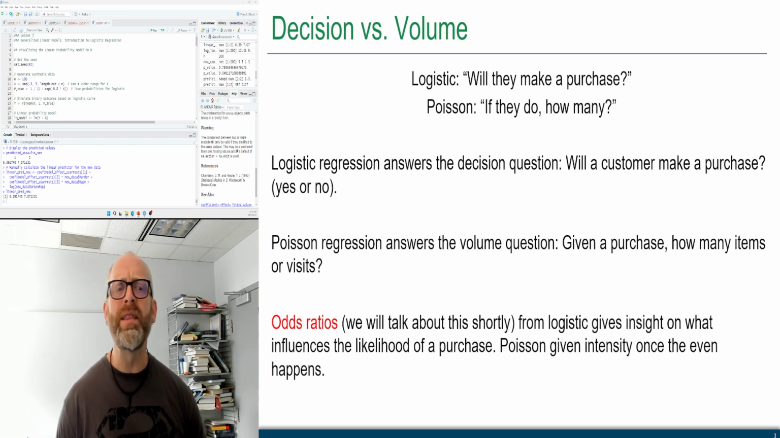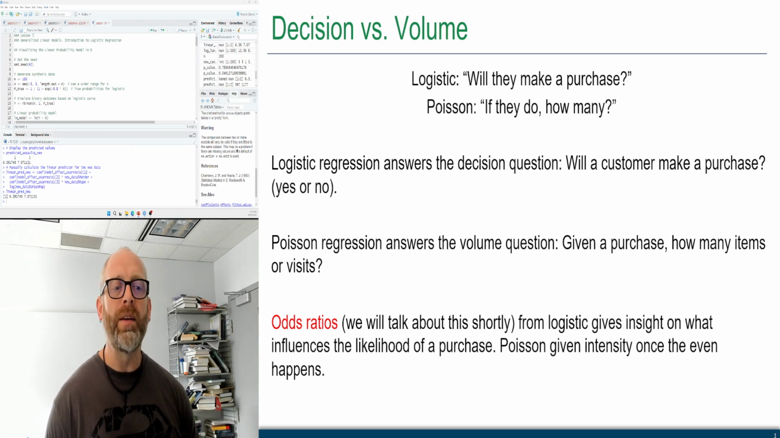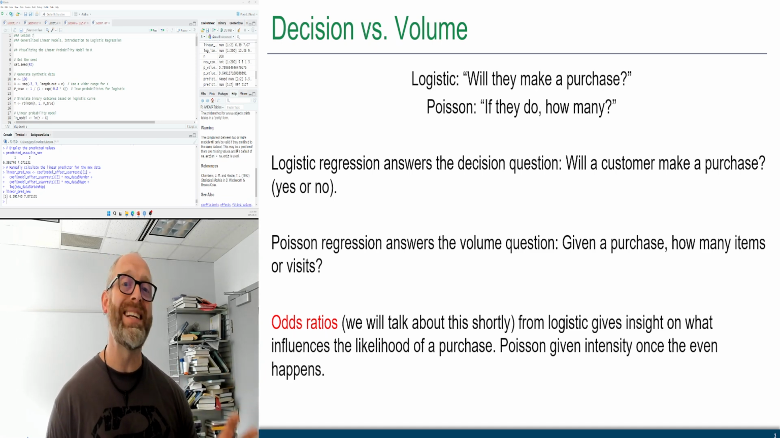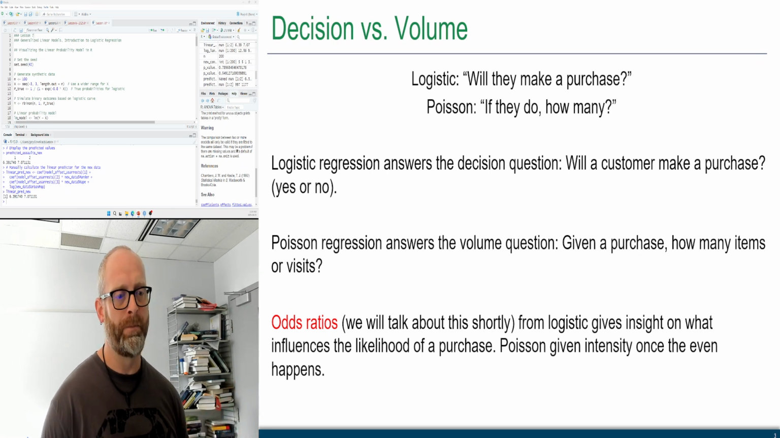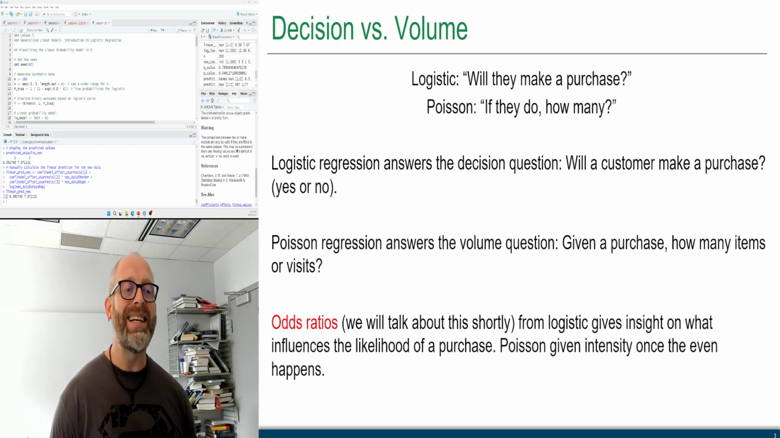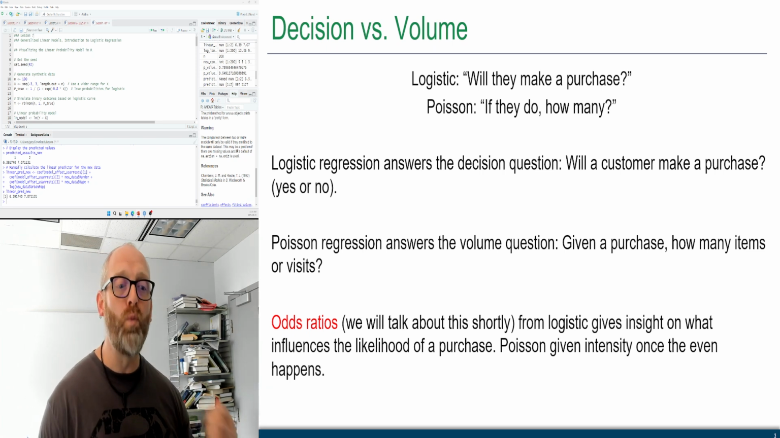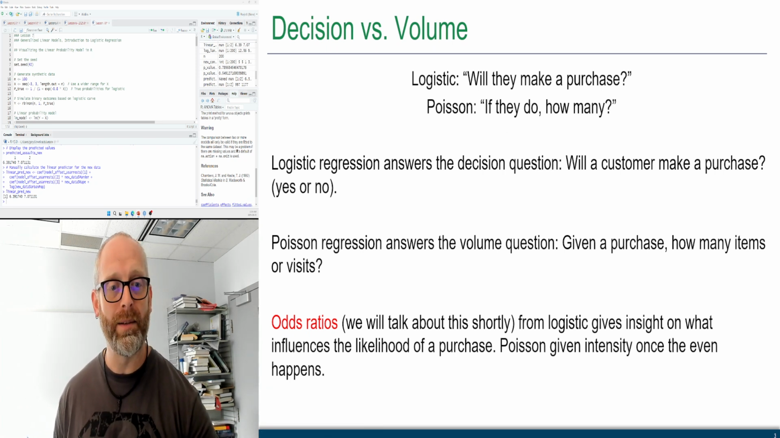Now, what's going to help us with this is what's known as the odds ratio. We will talk about this in a few slides, so I'm not going to formally define it now. But the odds ratio from logistic regression gives insight on what influences the likelihood of the purchase. So this is how we look at the predictors and how they influence the response. Poisson gives intensity once the event has actually happened, so in terms of the volume, how much once the outcome has happened.